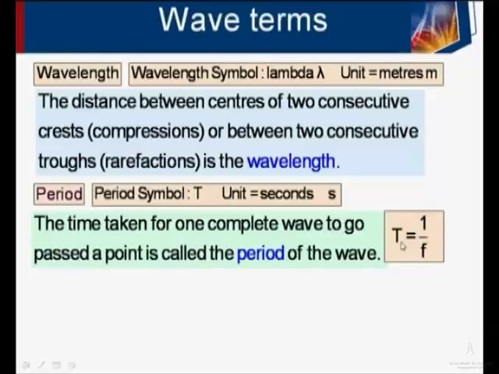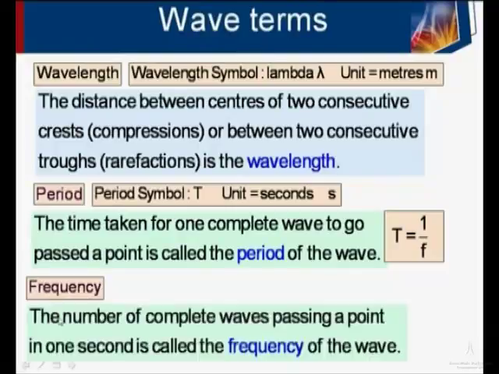The equation is T, which is the period, equals 1 divided by lowercase f. This f represents another wave term called the frequency. Now the frequency is how many complete waves pass a point in 1 second. So the number of complete waves passing a point in 1 second is called the frequency of the wave.